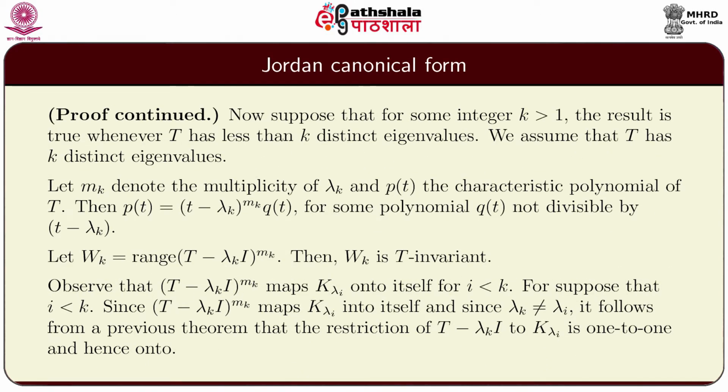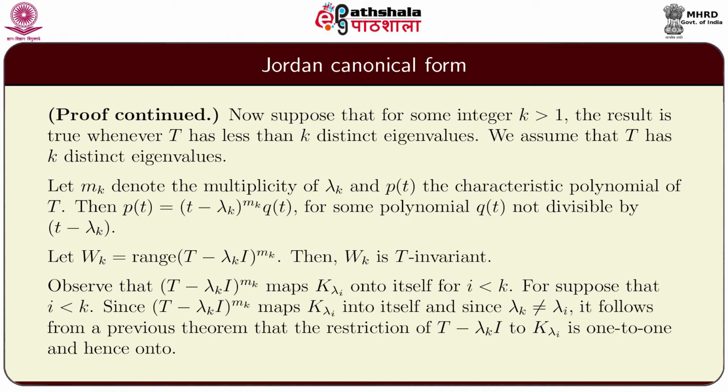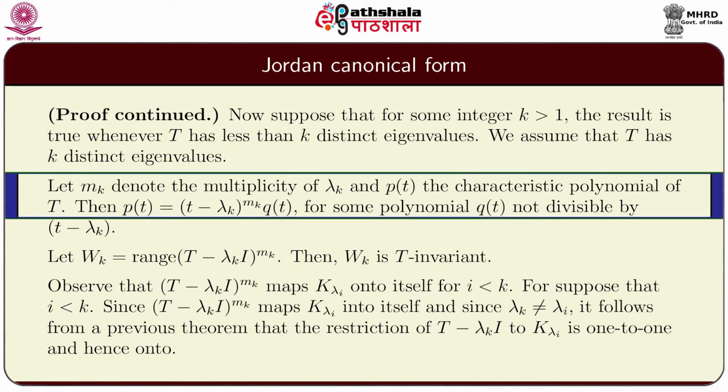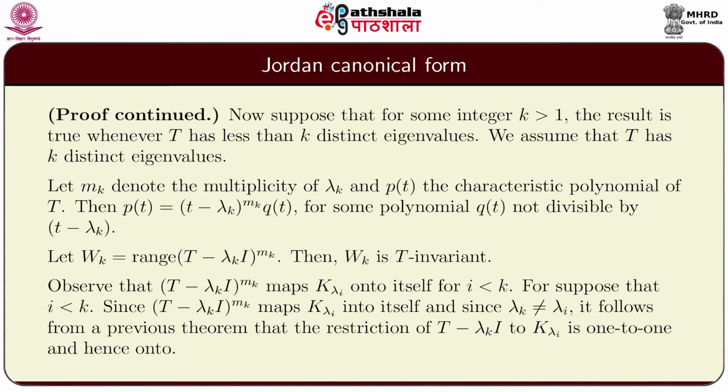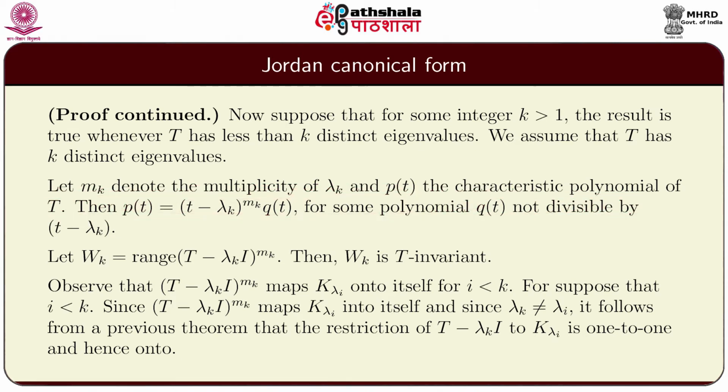Now, suppose that for some integer k greater than 1, the result is true whenever T has less than k distinct eigenvalues. We assume that T has k distinct eigenvalues now, and let us prove the statement. Let mk denote the multiplicity of the eigenvalue lambda k and p(t) the characteristic polynomial of T. Then p(t) can be written as (t minus lambda k) raised to mk times q(t) for some polynomial q(t) which is not divisible by that linear polynomial t minus lambda k.